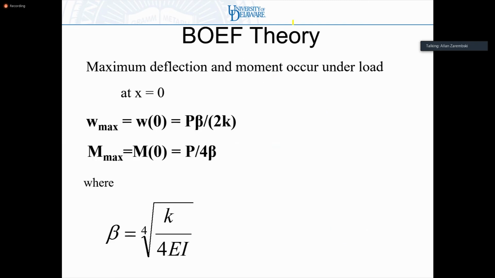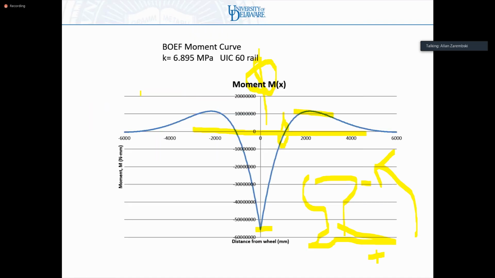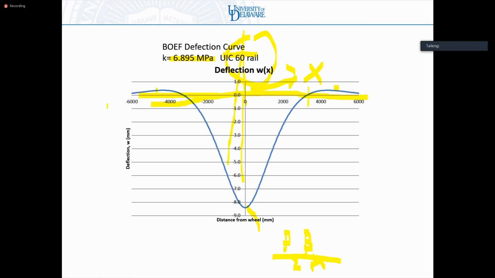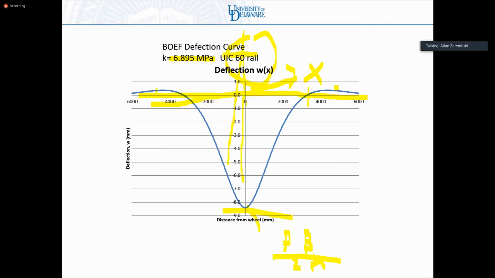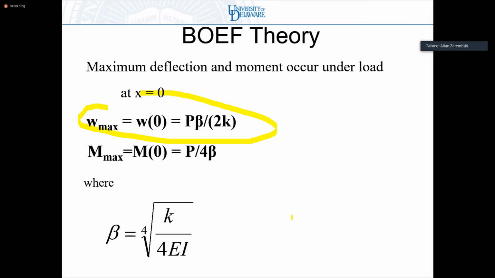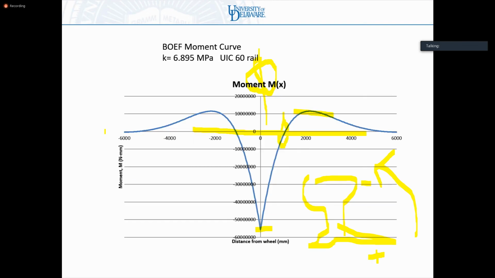So this is just repeating what I said before. Maximum deflection at W0 is P beta over 2K. Excuse me, maximum deflection, sorry, I said moment. Maximum deflection is P beta over 2K. Maximum moment is P over 4 beta.